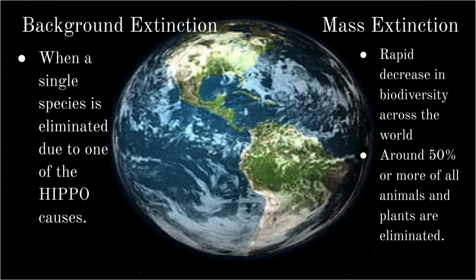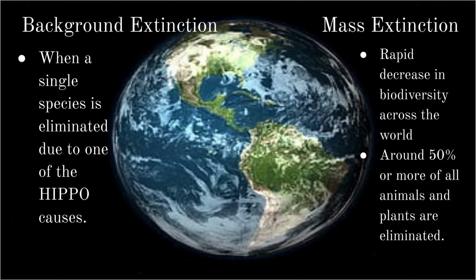So to begin, we're going to talk about two terms. The first term is background extinction, also just normally known as extinction. And the second term is mass extinction. So what's the difference? Background extinction is when a single, hence keyword there, single species is eliminated due to one of the HIPPO causes or examples listed of the HIPPO causes.